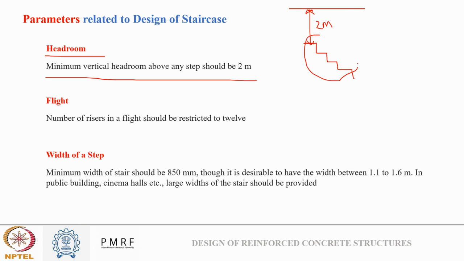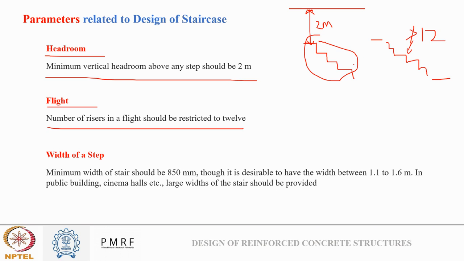How many flights you need to provide, you need to choose such that that distance is at least 2 meter. Number of risers in a flight should be restricted to 12. So if you are connecting two floors and you're designing steps between them, the number of steps in a flight should not be greater than 12. This is basically based on convenience.